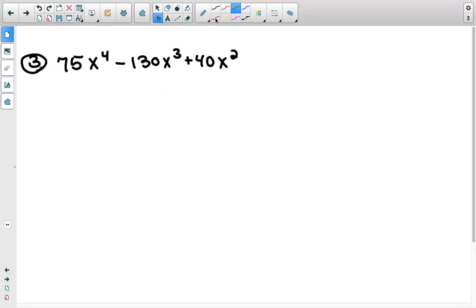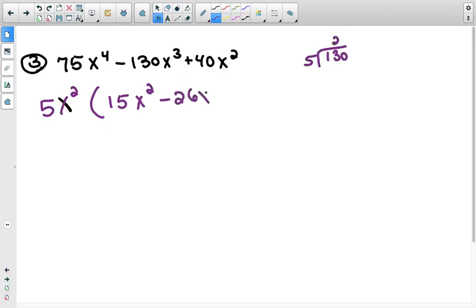Okay, another example here. Same thing. Going to GCF it. Well, I'm thinking I'm definitely going to pull out an x squared, and maybe a 5. I'm thinking 5 is going to work. I'll know in a second if I didn't get the largest GCF. All right, so 75. I think that's going to be 15x squared minus, let me see here, 130 divided by 5. I think that's going to be 26x plus 8.